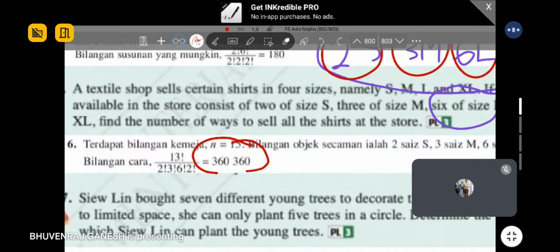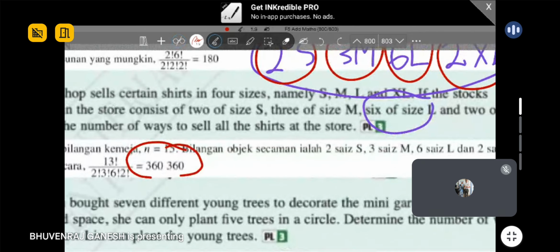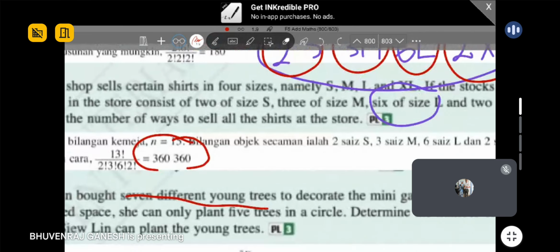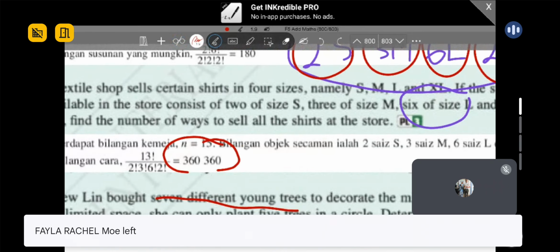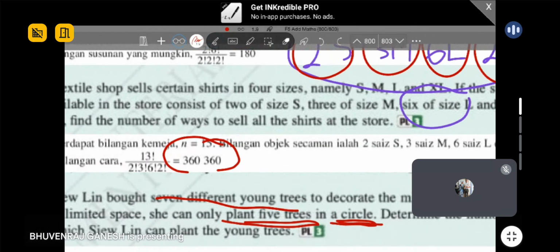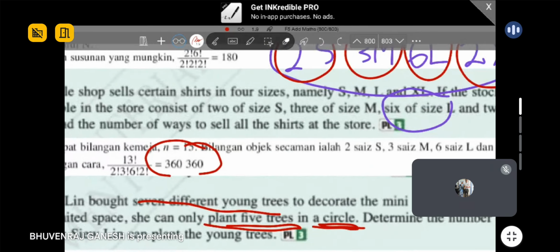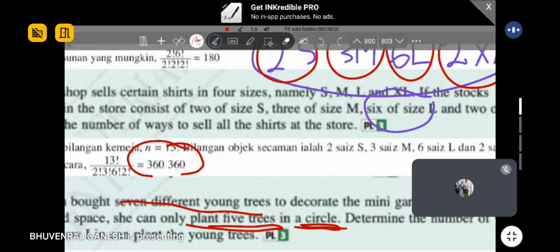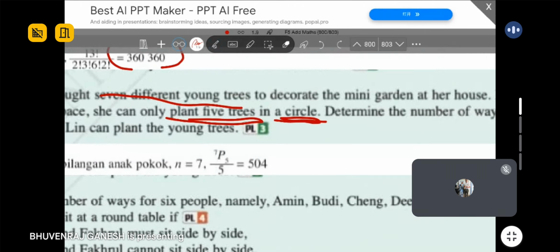Question 7. Okay, so for question 7, they say that they have 7 trees, 7 pokok. You want to decorate the house. Okay, and then we talk about circle now, guys. 5 pokok dalam bulatan. So how many ways can I plant these guys? Try to recall for circle. What is the formula? Apa rumus dia? Or if you can, you directly give the answer lah. Boleh bagi jawapan.